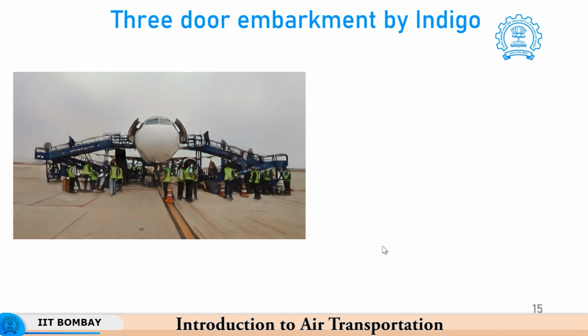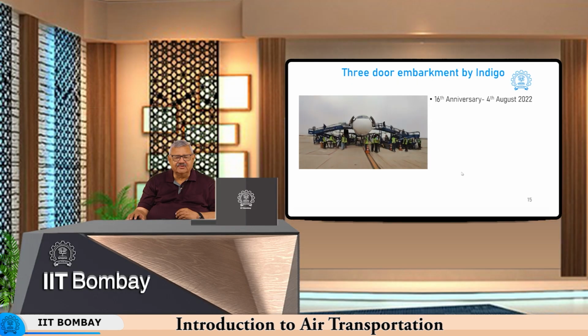A very interesting strategy was for the first time implemented by an airline in India called Indigo, in which they used 3 doors for embarkment. On their 16th anniversary on 4th August 2022, they implemented this scheme that they would use both the front doors and also one of the rear doors for disembarkation and embarkation of passengers. The current turnaround time of A321 in Indigo was about 13 to 14 minutes, and by using this strategy they claim that they can reduce it further by nearly half to about 7 to 8 minutes.